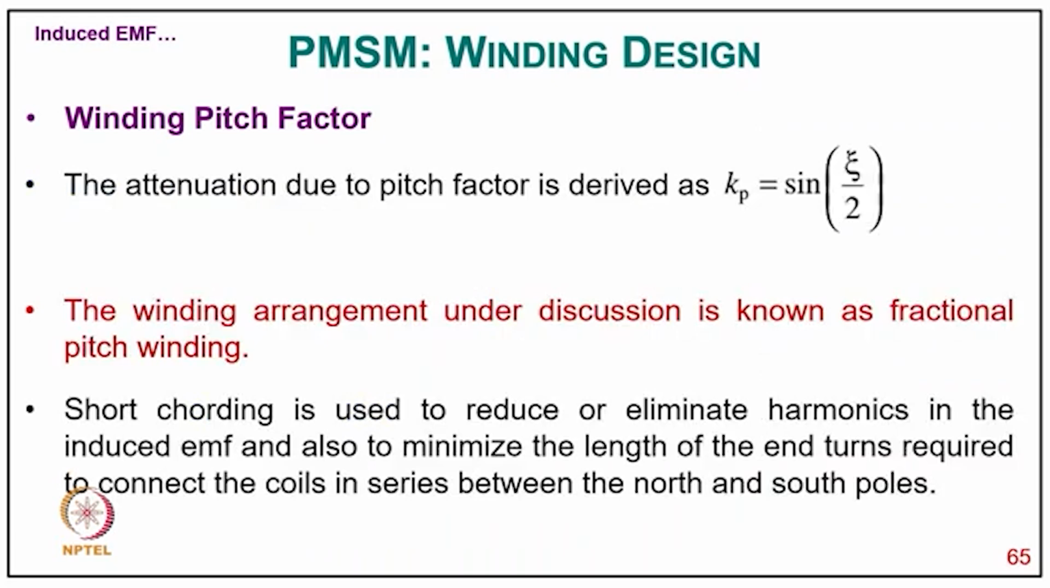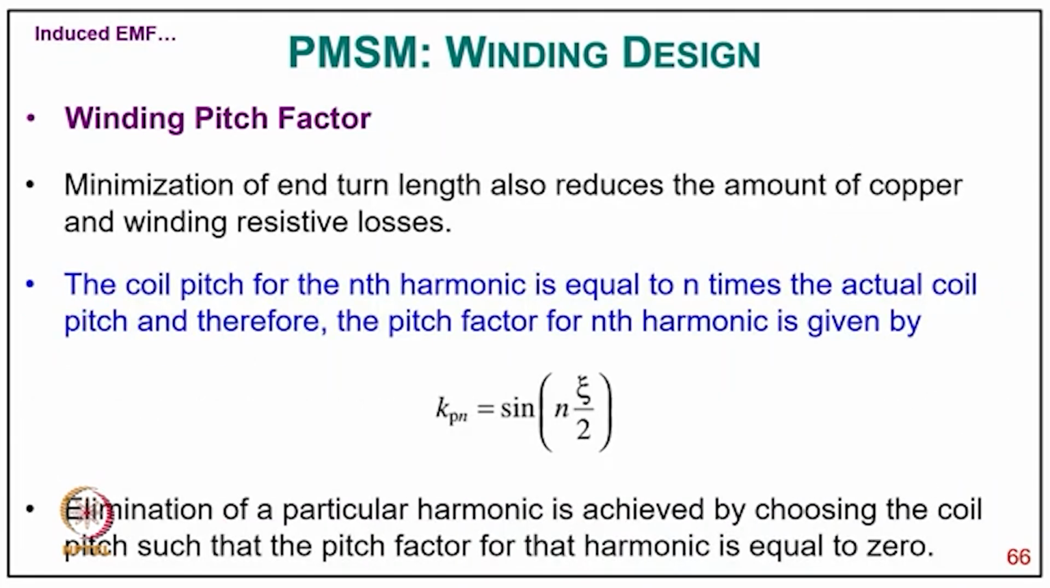shown in the figure. The attenuation due to the pitch factor is derived as Kp equal to sine eta by 2, and the winding arrangement under discussion is known as a fractional pitch winding. Shorting is used to reduce or eliminate the harmonics in the induced EMF, and also to minimize the length of the end turns required to connect the coils in series between the north and south pole. Minimization of end turn length also reduces the amount of copper and winding resistive losses, and the coil pitch for the nth harmonic is equal to n times the actual coil pitch, and therefore the pitch factor for the nth harmonic is given by Kpn equal to sine n eta by 2.